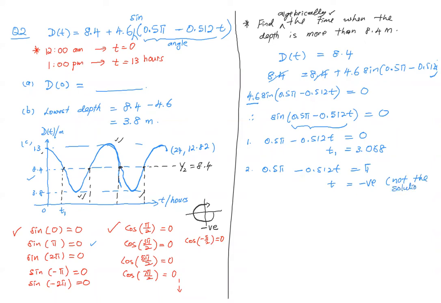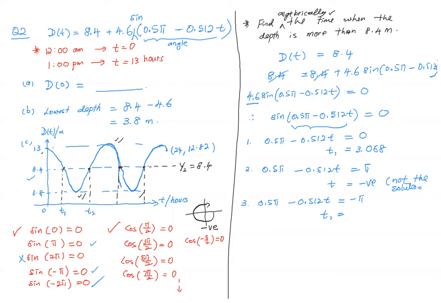So if this is not the solution, then what should I do? I definitely won't go to this one. I will go to this one and this one, am I right? So the third one, okay, so I will say 0.5 pi minus 0.512t is equal to negative pi. Okay, so now you get your t here. So this one will become your t2.